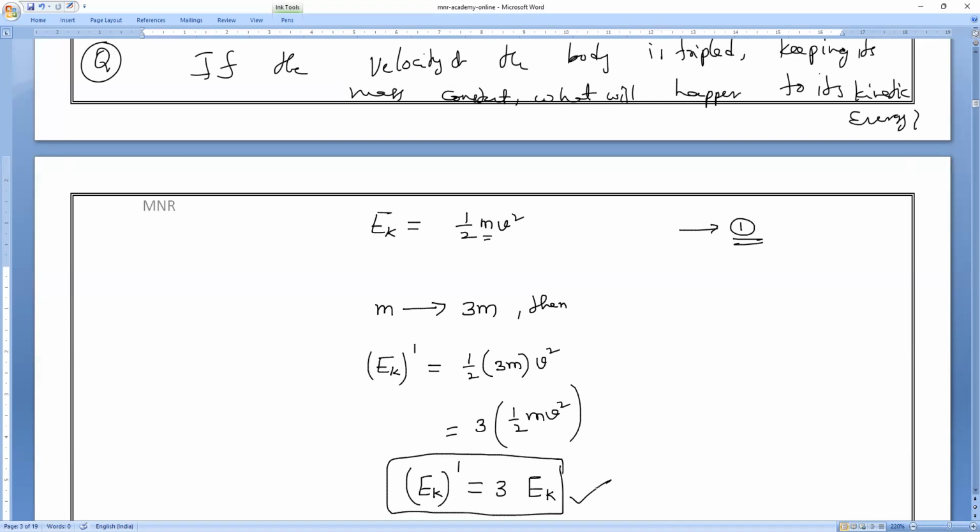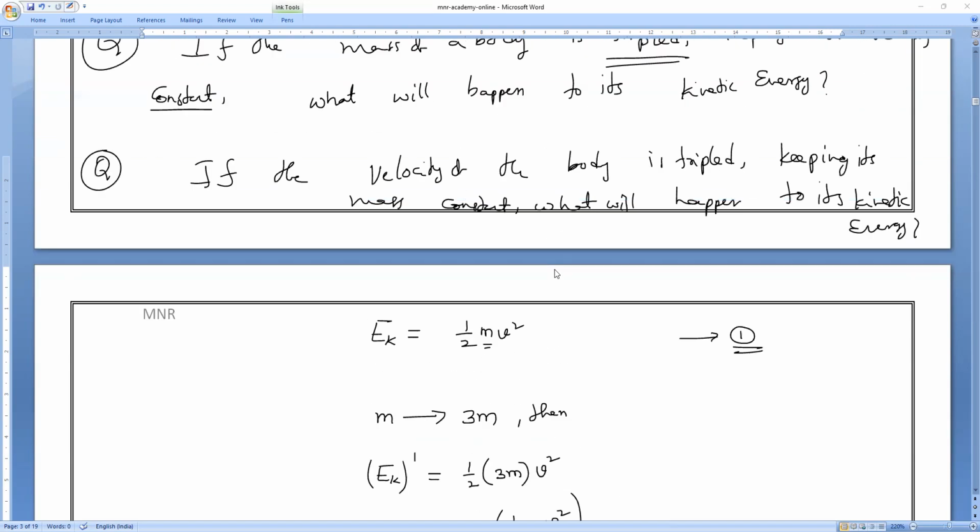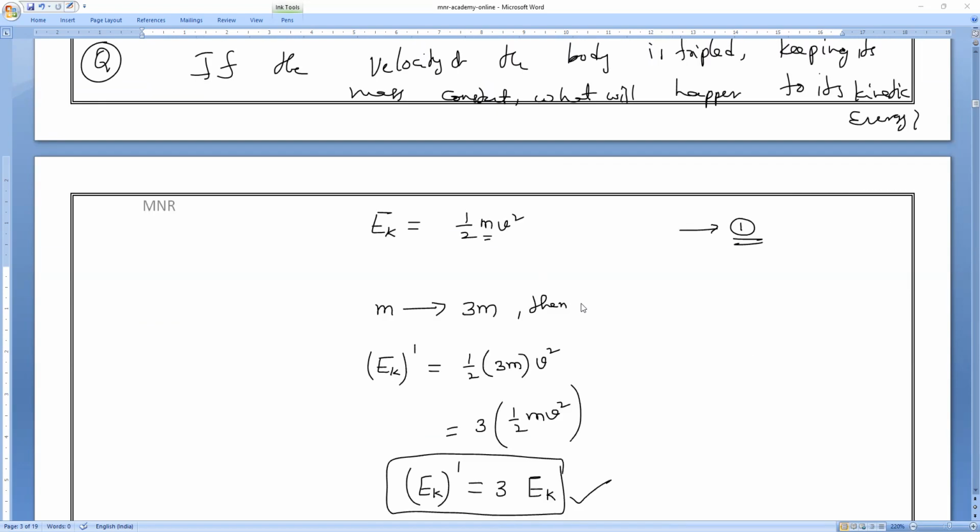That's all. Clear, everybody? So if mass becomes tripled, then kinetic energy, you cannot just say it in statements. You have to do it mathematically, you have to prove it. Mathematically, how to do it? I hope you all understand. So mathematically, we need to solve like this. Do it, make it quick.